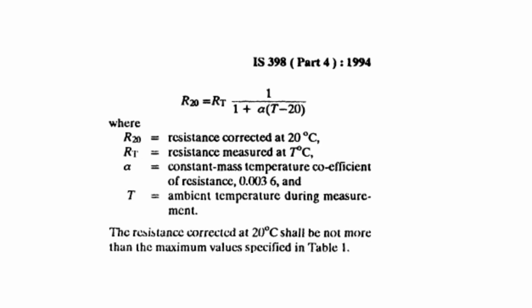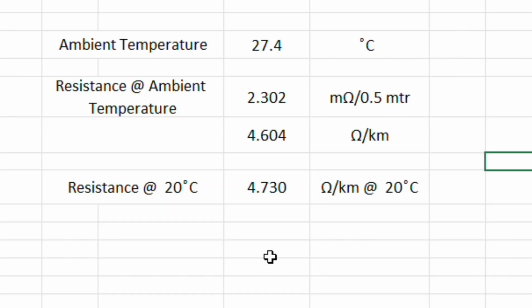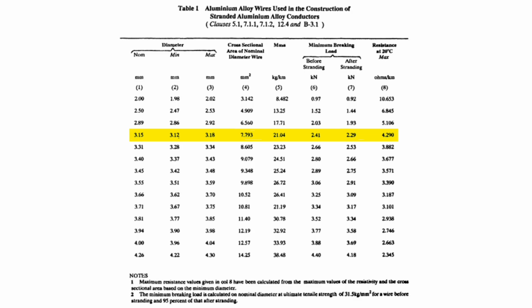The formula used for correction factor is R20 = RT × 1/(1 + α(T − 20)). The resistance corrected at 20 degrees centigrade shall not be more than the maximum values specified in table 1 of the standard, which is displayed on screen.